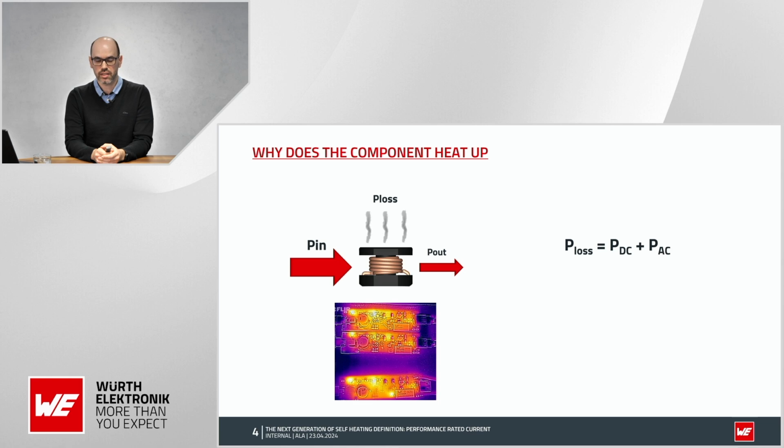So like showed in the previous slide, the self-heating is linked somehow to a current. Power inductors are used in DC-DC converters, so there's power which is put into the component, and then also power which is led out of the component. In the meantime, there are some losses because we are using a winding, which is normally made of copper, and this for sure has some resistance, and that is why we have losses.